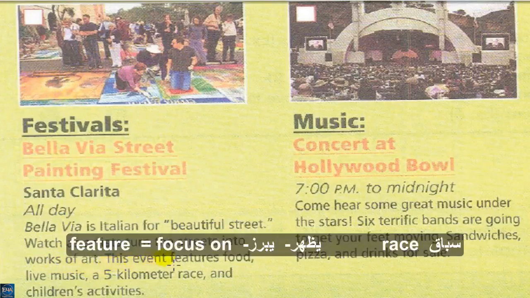This event features food, live music, a 5-kilometer race, and children's activities. So in this wonderful festival, they do what? They do different works of art, and these works of art describe food, live music, the music, a 5-kilometer race, a race for 5 kilometers, and of course some activities for children, for kids.